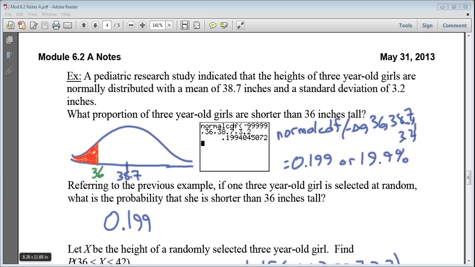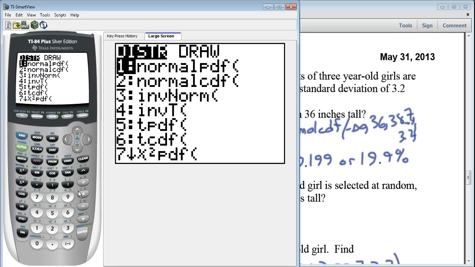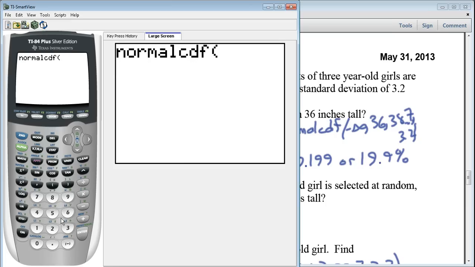So let's bring our calculator up. Here's our calculator, and to get to the Normalcdf, I have to press the second key and then the vars key. Above the vars key it says DISTR. That stands for distribution or probability distributions. So this is what I see when I press the second key, then the vars key. And the one I want is number 2, Normalcdf. So I choose number 2, Normalcdf. Now let's go back to our picture.